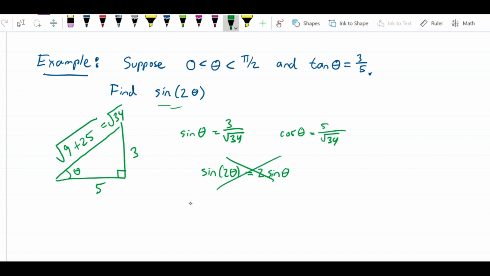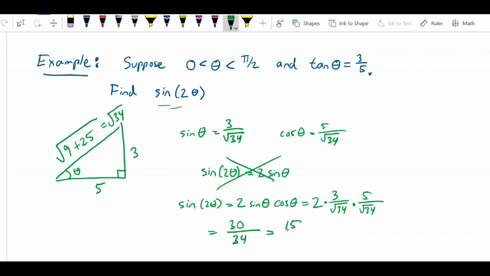So the correct way to do it is to recall the identity from the previous screen, where sine of 2 theta is equal to 2 sine theta cosine theta, which is equal to 2 times 3 over root 34 times 5 over root 34, and that gives us 30 over root 34 times itself, which is 34, and that equals 15 over 17. So that's the sine of 2 theta.